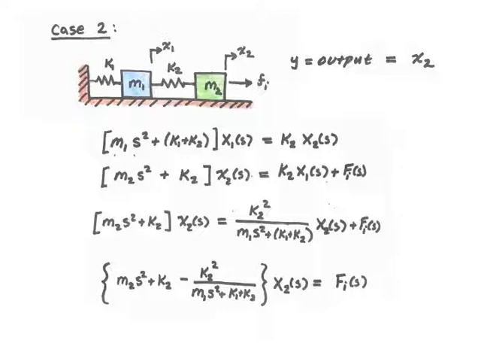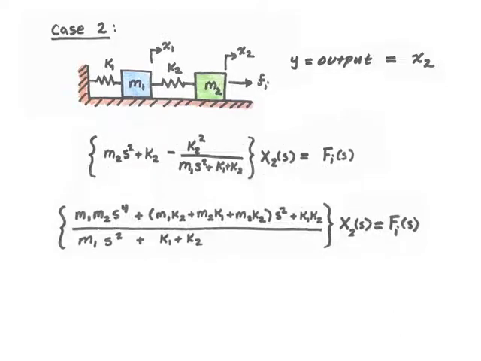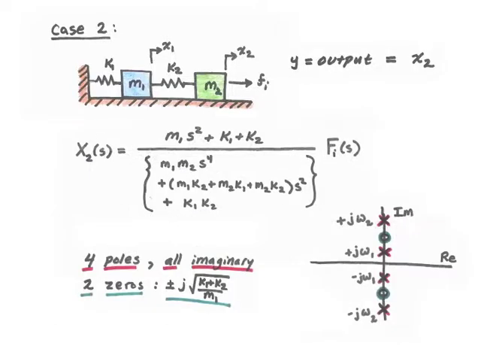So we'll do some algebra here, and I won't bother going through all the steps, but in the end, I'll find the relationship between x2 and Fi, shown at the bottom of this page. Then I'll divide the left and the right hand side by the term in the curly bracket. That'll bring it over to the other side, allowing me to solve for x2. This yields the following transfer function between input force Fi and output x2.